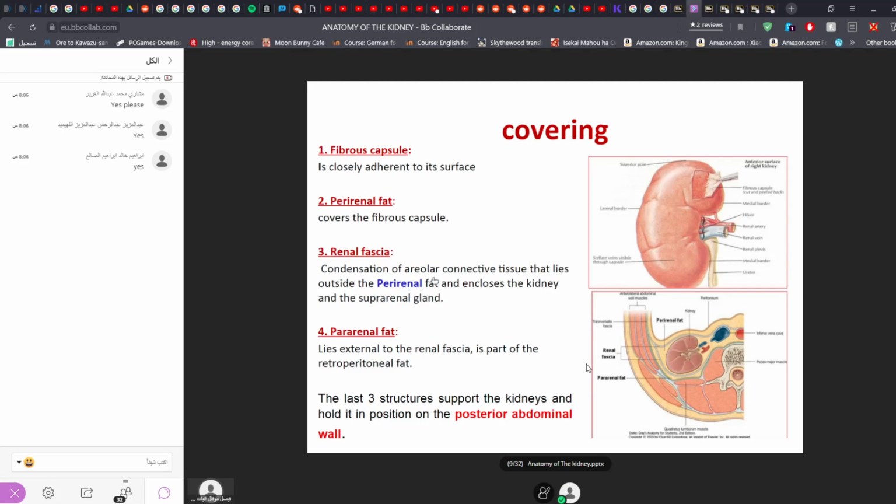This is the condensation of areolar connective tissue that lies outside the perirenal fat and encloses the kidney and the suprarenal gland. If we see, here lies the suprarenal gland. This condensation of the renal fascia splits and covers the suprarenal gland, which is here, and continues with the diaphragm. This fascia upside continues with the diaphragm. Superiorly, it surrounds the two layers which are going towards the diaphragm.